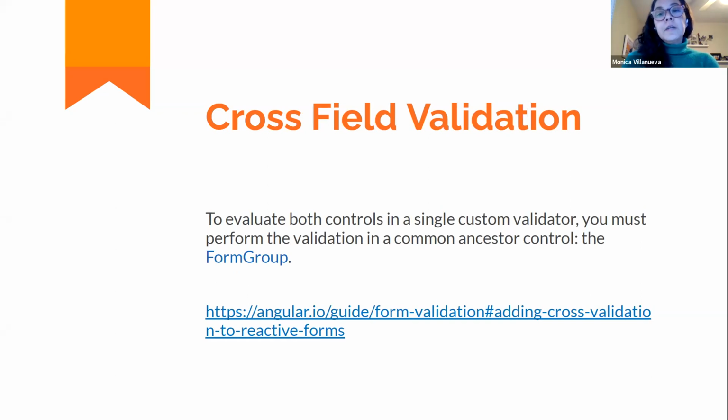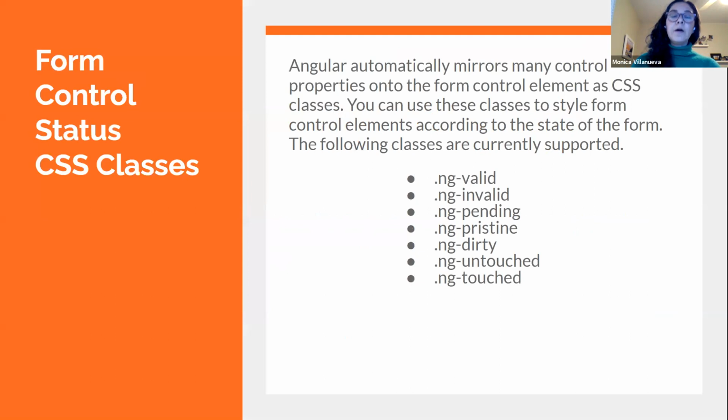And we have cross-field validation. So you might need to validate the values of two controls. To evaluate both controls in a single custom validator, you must perform the validation in a common ancestor control, for example, a form group that has both of the controls that you need to check.